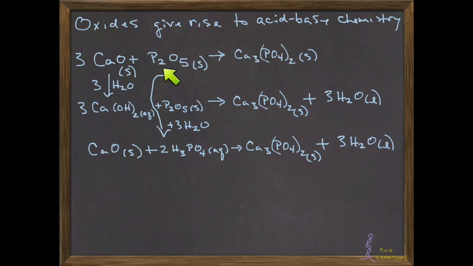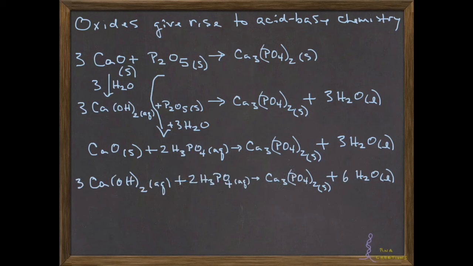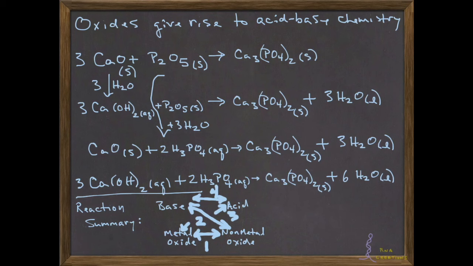Alternatively, we can hydrate the acidic oxide and let that react with the basic oxide. That gives rise to the same 2 products. Or we can hydrate both the basic oxide and the acidic oxide, and now we have the familiar strong base weak acid reaction, and that gives rise to a salt and water. And we can summarize these reactions as shown here.